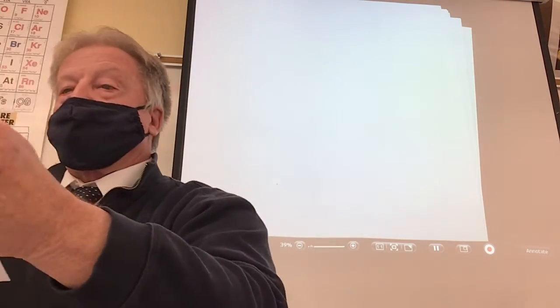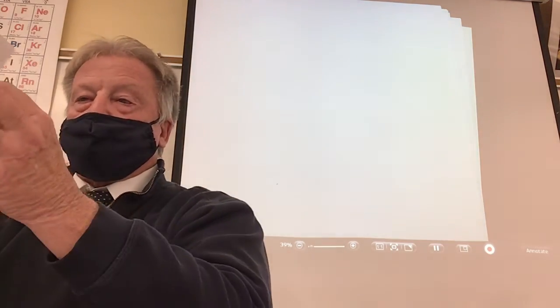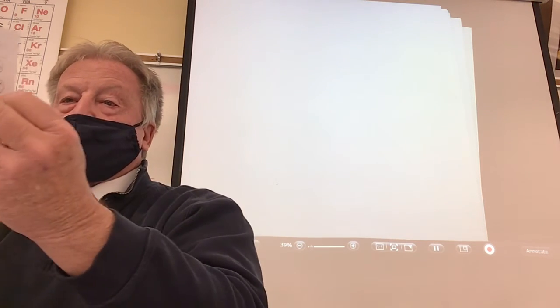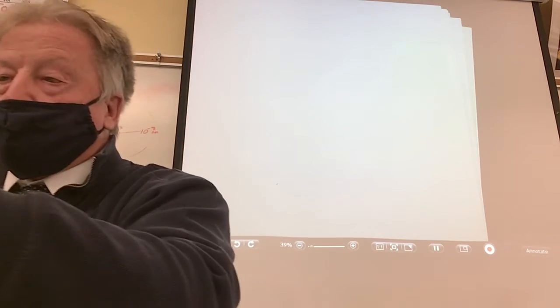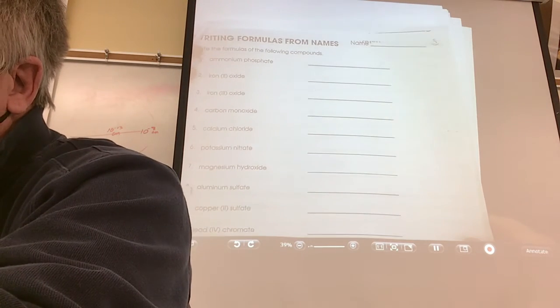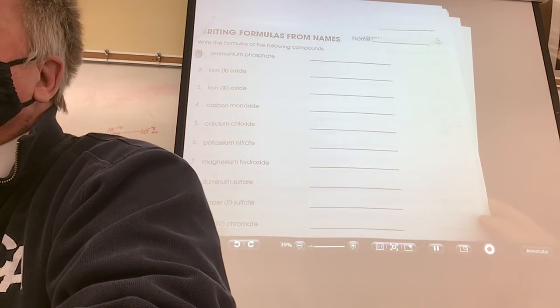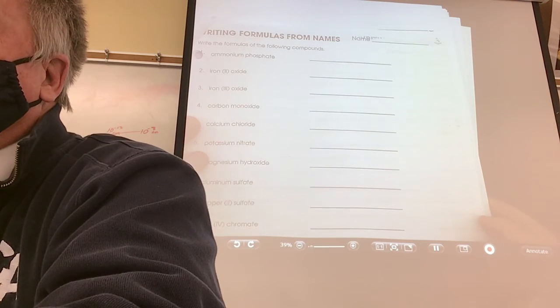Uh-oh. What page is that on? You have to be able to go backwards, don't we? Oh, here we go. Find this page here. So we have to be able to go backwards too. All right, Sawyer, are you ready?